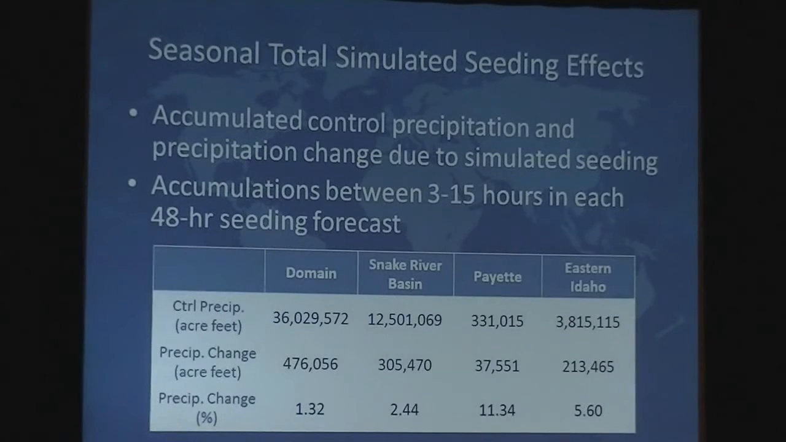So on a seasonal total, and I will first mention seasonally, since we have that overlap in the forecast, we've stitched these together by accumulating the precipitation between hours 3 and 15 in each of our 48-hour seeding forecasts, so we don't have the duplication here. This is the total control precipitation, precip change, and percent change for each of these domains. And so you can see overall so far, the model's doing pretty good seasonally in enhancing the precipitation from control by calling seeding at optimal times for both the Payette and the eastern Idaho region.